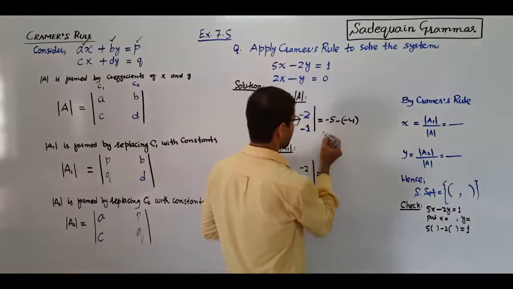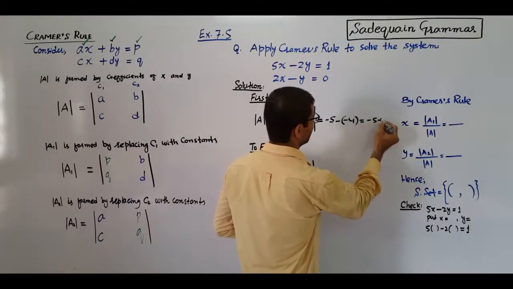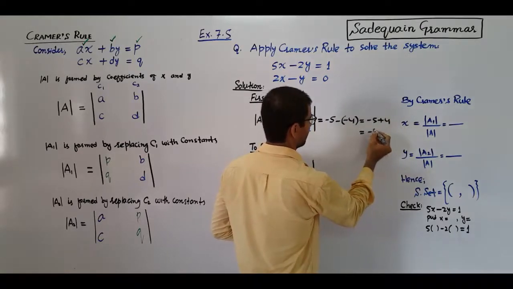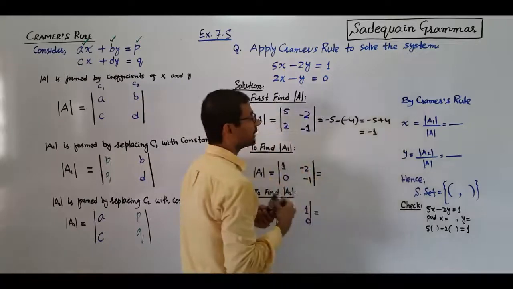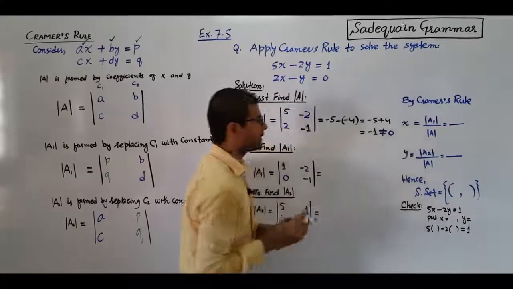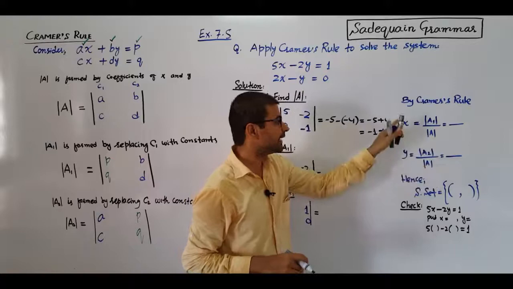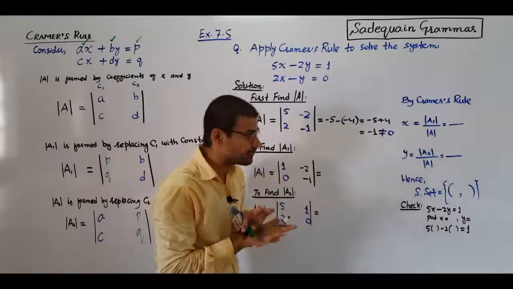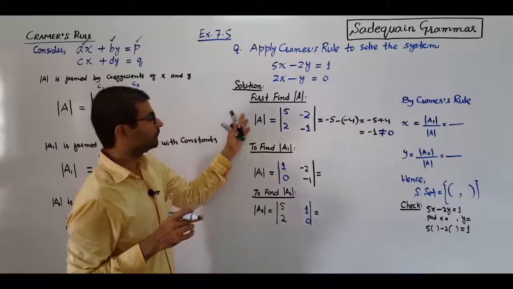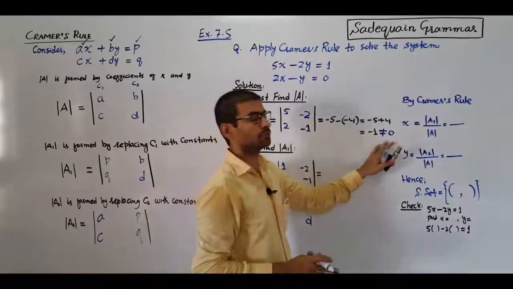Now you can simplify: minus 5 plus 4. The answer is minus 1, which is not equal to 0. Why? Because if the A determinant is 0, then x and y are undefined. So for every solution, the A determinant must be not equal to 0.